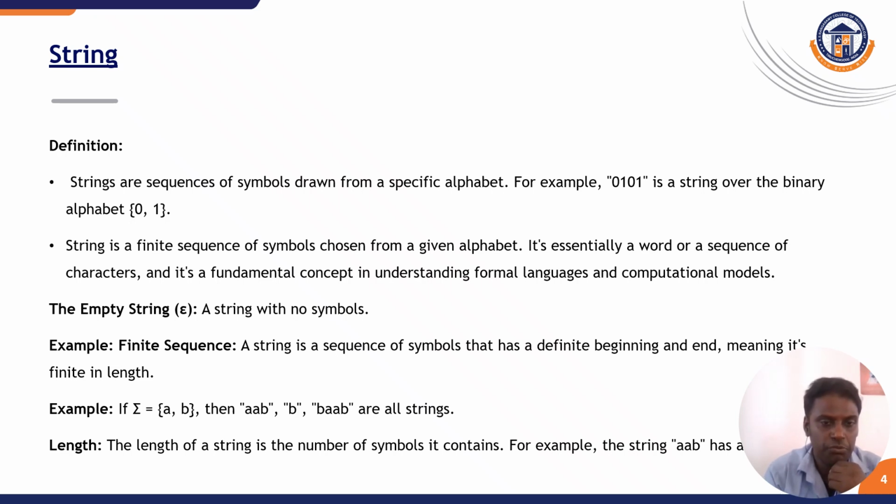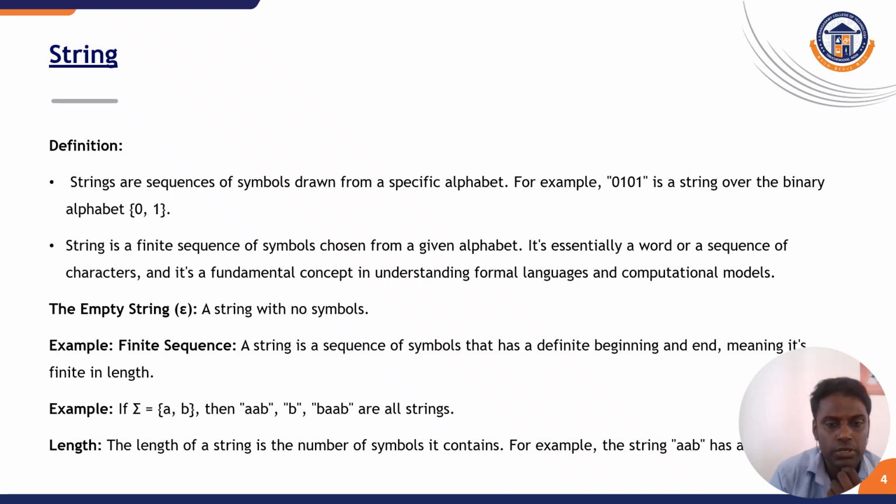In the example, they have formed 01 and 01. A string is a finite sequence of symbols chosen from the given alphabet. It is essentially a word or a sequence of characters, and it's fundamental to understanding formal languages and computational models. And we also have a string which is the null value, that means the empty string, also called epsilon or lambda. We are going to denote it by this symbol.